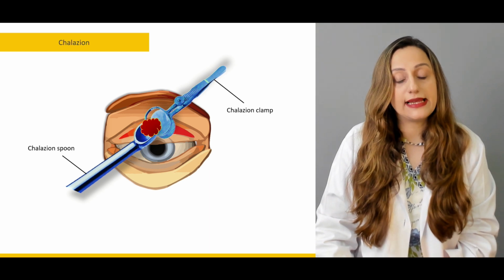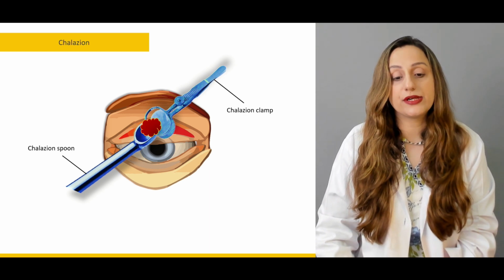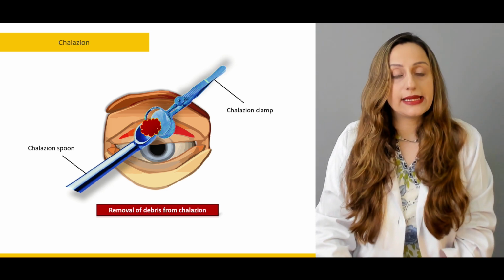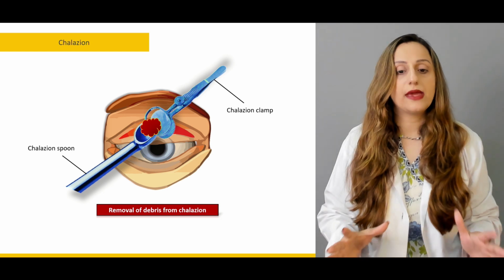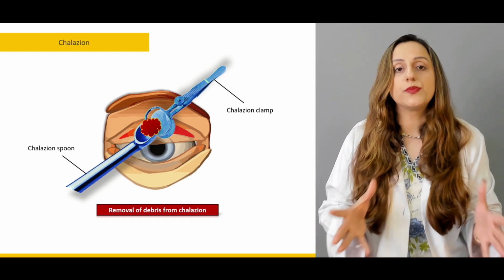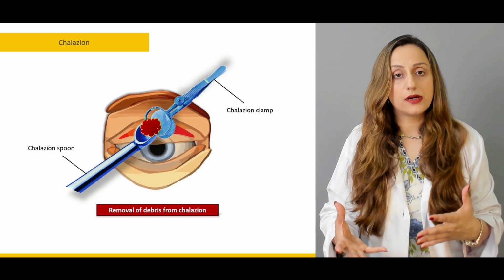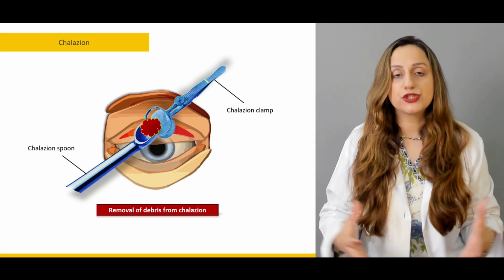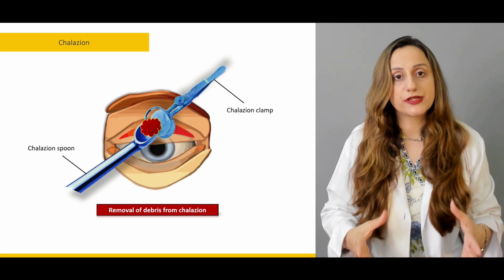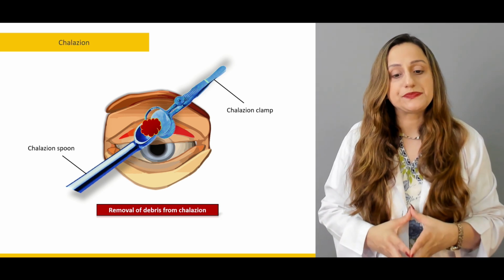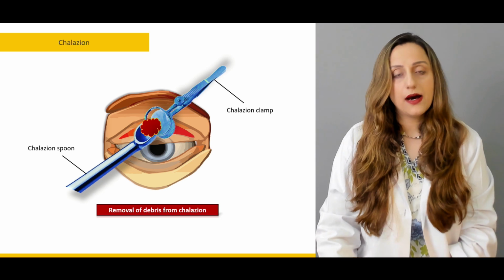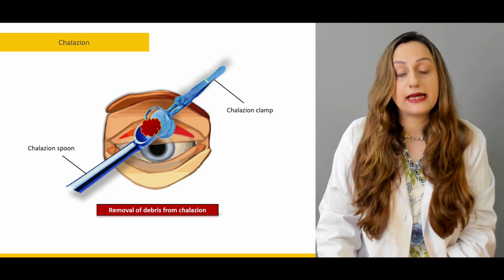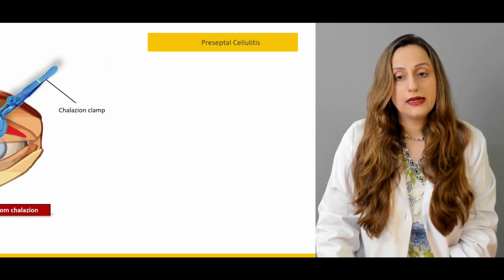This is known as the chalazion spoon and the chalazion clamp. So the removal of the debris from the chalazion is performed in such a way. The incision is given to cut open the site, and then you clamp that area, you scoop it out, and you just perform the reconstructive surgery on that chalazion. So this is the whole surgical procedure that is performed for chalazions and styes as well.